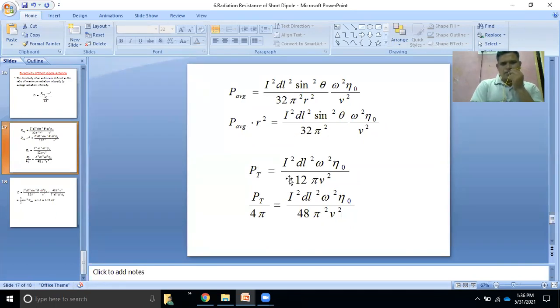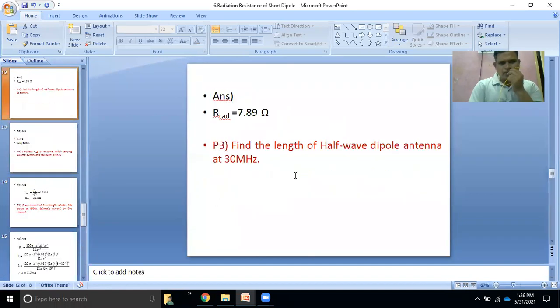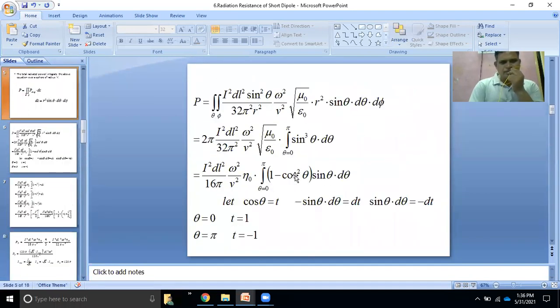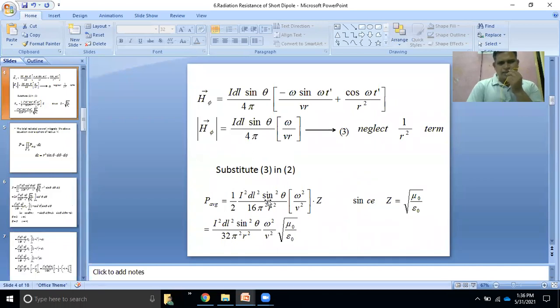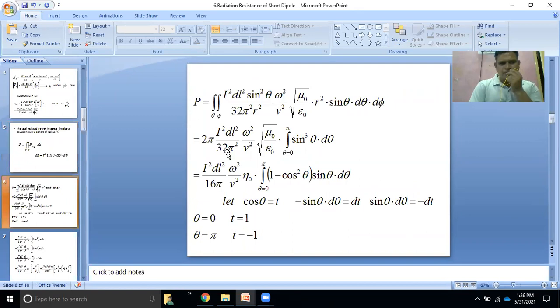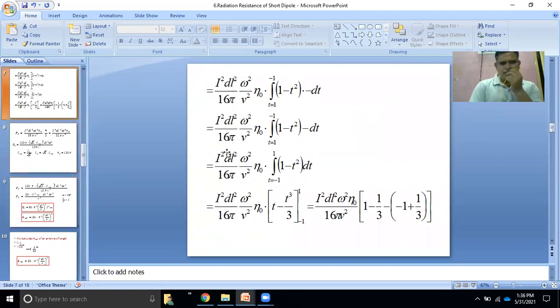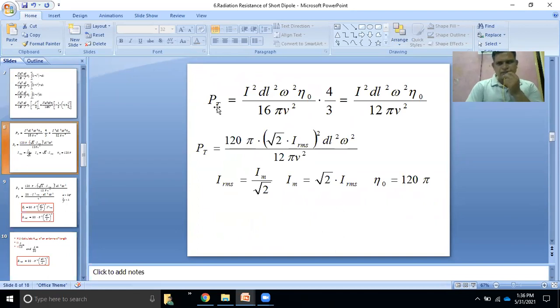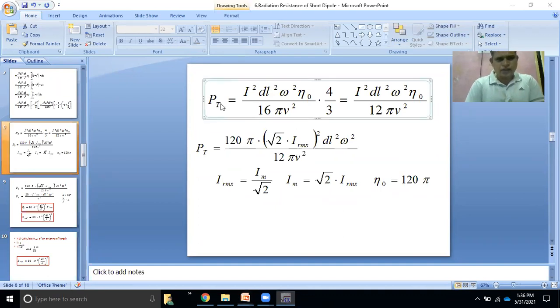Where are we getting this equation from? Here is the average power, and we can write this with eta naught, the intrinsic impedance. We have calculated the total power. Here I have written P, and here also P. Finally, I will change it to P_T, where T indicates the total power. If you want to remove that, you can, no problem.